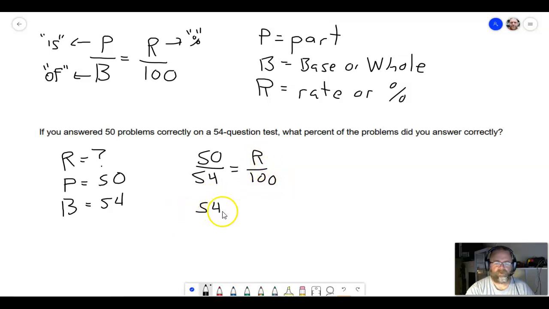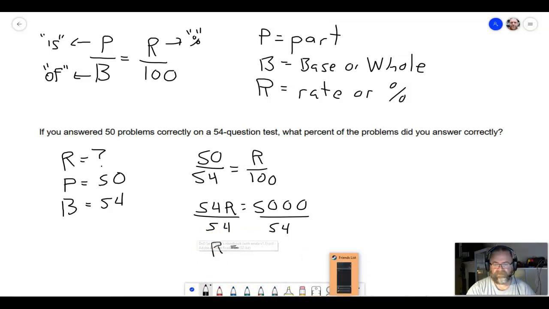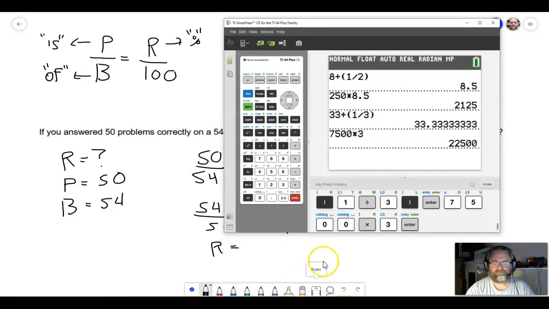So 54R is equal to 50 times 100, which is 50, and then add 2 zeros. And then we're just going to divide both sides by 54 in order to solve for R. So R is equal to 5,000 divided by 54. So let's pull that up. 5,000 divided by 54.